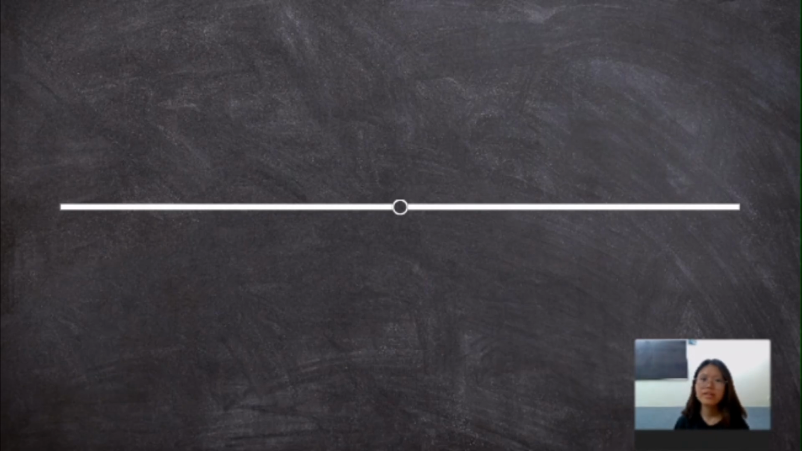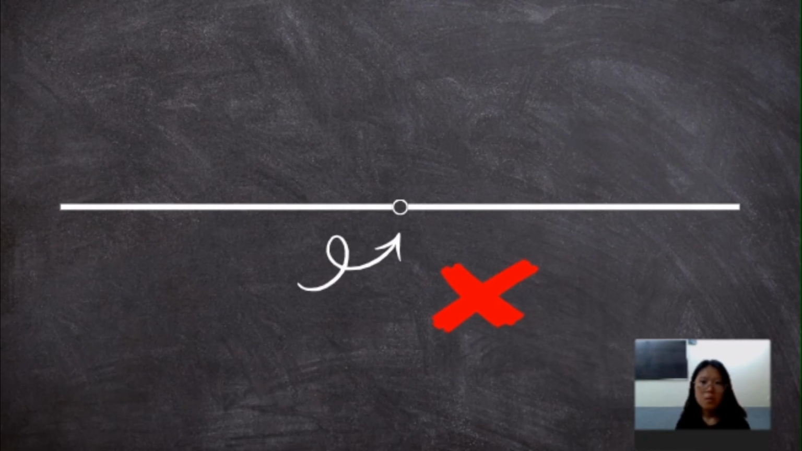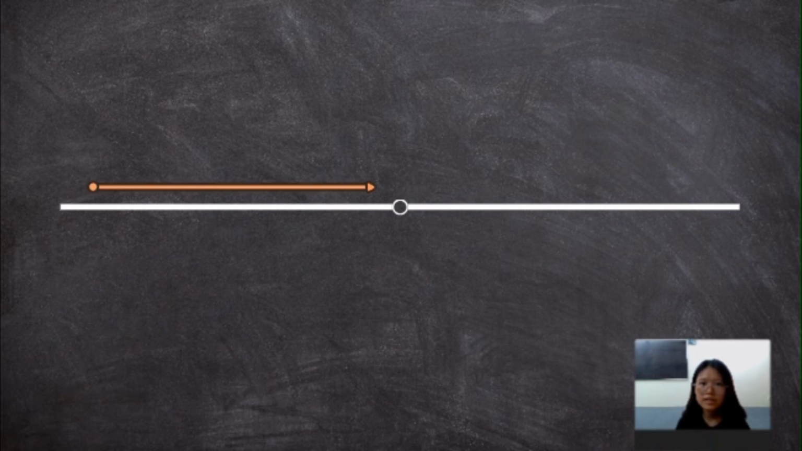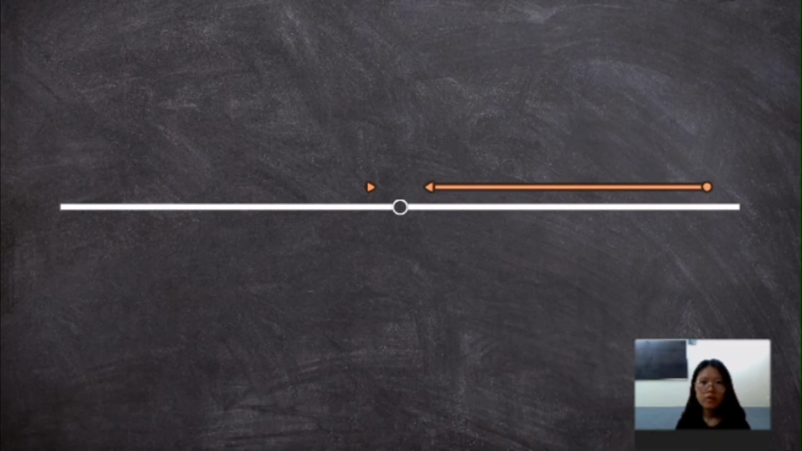So what are we actually looking at? We are not looking at the point itself. Instead, we are looking at what happens when we get closer and closer to the point. Get closer and closer from the left and get closer and closer from the right. If both sides go to the same value, the limit exists. If not, the limit does not exist.